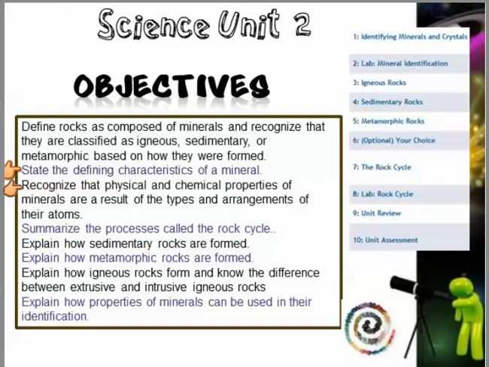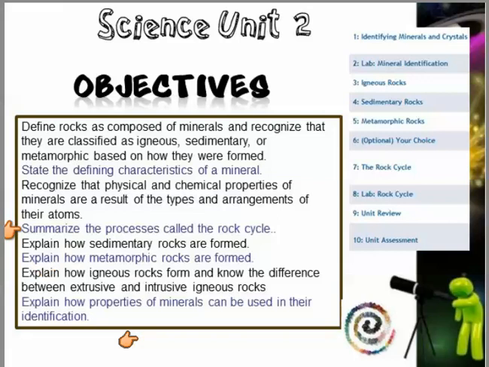All right, make sure that you understand that physical and chemical properties of minerals are a result of the types and arrangements of their atoms. So what makes a mineral look like it does and have its physical and chemical properties is the type and arrangements of its atoms. So just like our DNA makes us look the way we look, the arrangements of atoms is what makes a mineral have its particular physical and chemical properties, is what makes it look the way it looks. Make sure that you have this statement written in your notes, because that's going to help you on your assessment as well. Summarize the process called the rock cycle.